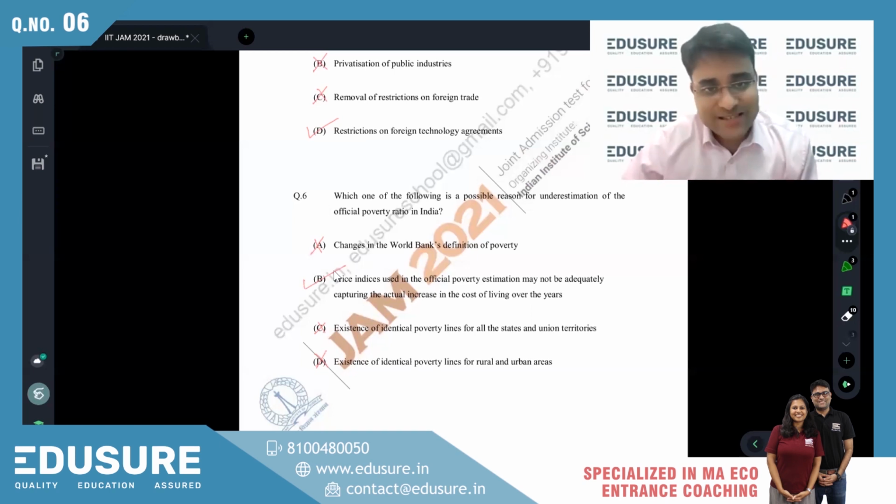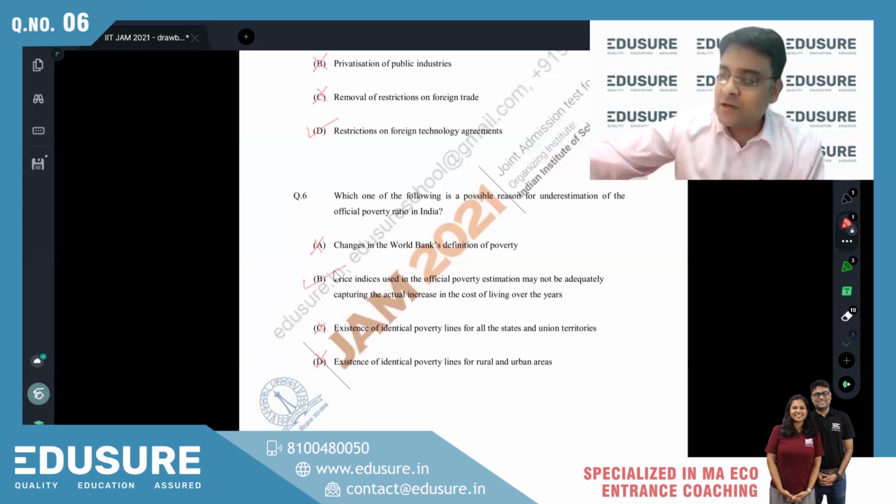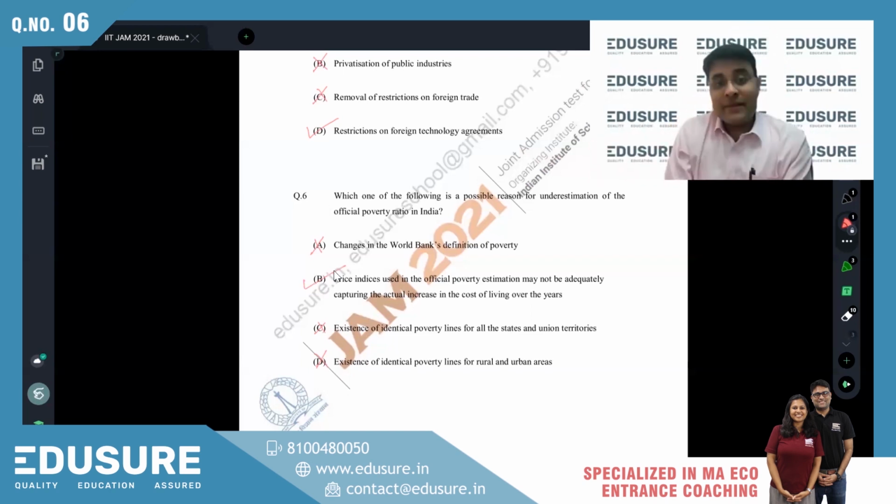Price indices used in the official poverty estimation may not be adequately capturing the actual increase in the cost of living over the years. It's an underestimation because the base year has not changed, and hence we may feel that the person is actually richer than what they actually are. Since the price indices do not have a proper base year, this is a reason for underestimation. So the poverty is actually higher.